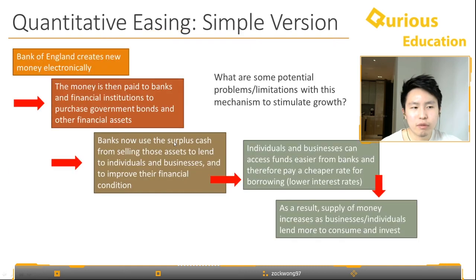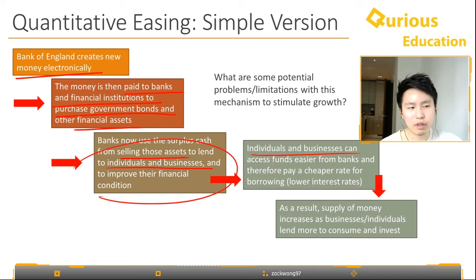And the reason why the government would want to do that is because if the Bank of England creates the new money and actually buys the financial assets that the banks hold, like bonds and stocks, then the banks would of course have more money and more liquidity, and therefore the banks would be able to lend more money to individuals and businesses because they now have more cash since they've sold their financial instruments to the government.